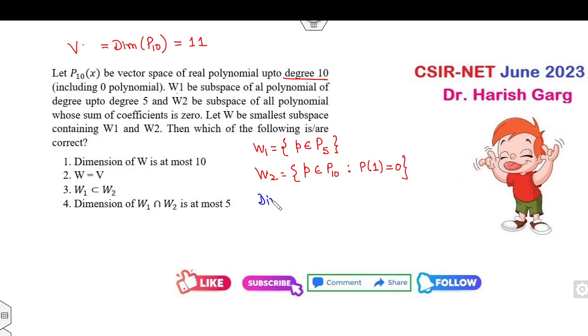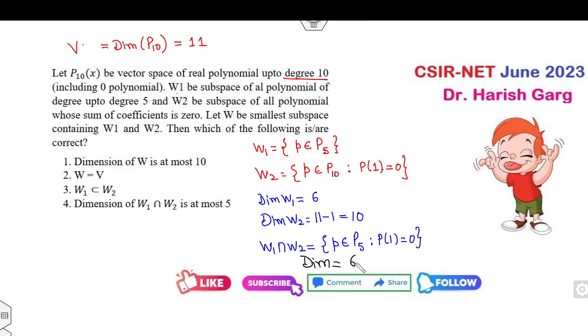Can you find the dimension of the W1? What is the dimension of the P5? 6. Can you find the dimension of the W2? It's a 11. There is one additional condition, it's a -1. Fine. Then dimension of the intersection. Can you find the intersection? What is the intersection of P5 and P10? It's a P5 such that P of 1 will be 0. Now can you find the dimension of intersection? Dimension of P5 is 6 minus 1 condition is 5. So the dimension of the intersection is 5.